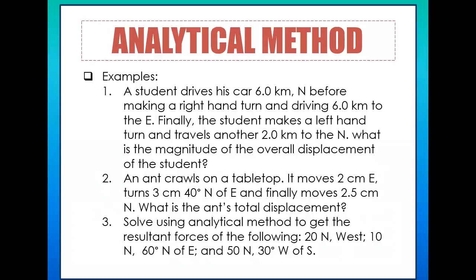Now for number 2, an ant crawls on a tabletop. It moves 2 centimeters east, turns 3 centimeters 40 degrees north of east, and finally moves 2.5 centimeters north. What is the ant's total displacement? For number 3, solve using the analytical method to get the resultant force of the following: 20 newtons west, 10 newtons 60 degrees north of east, and 50 newtons 30 degrees west of south.